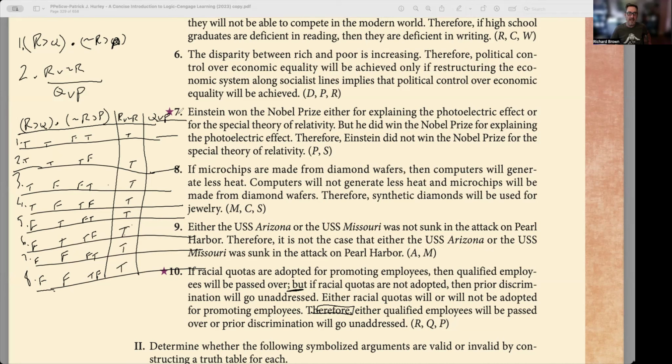Now, when we look at Q wedge P, there's Q right there. I see I made a mistake here because I was treating R as if it were P. So that's not going to change the tautologous nature over there, but I should be careful about this stuff.